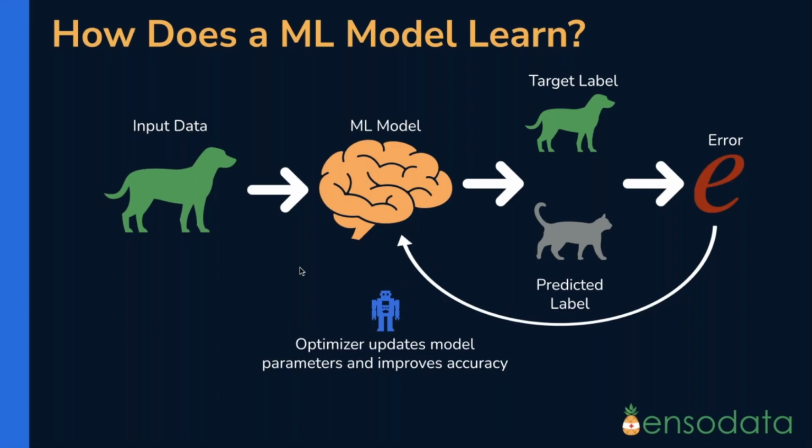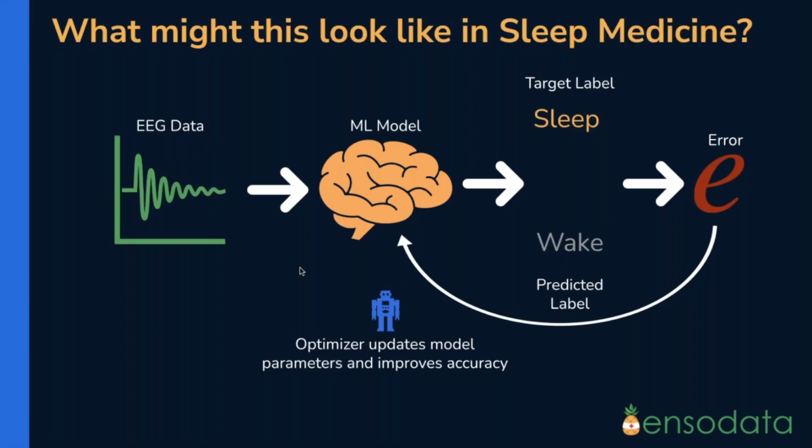And what might this look like in sleep medicine, right? All you need is just to choose the right input data and the right target label. So for example, here you can train a model to receive a window of EEG signals and then output if that window specifies sleep or wake.